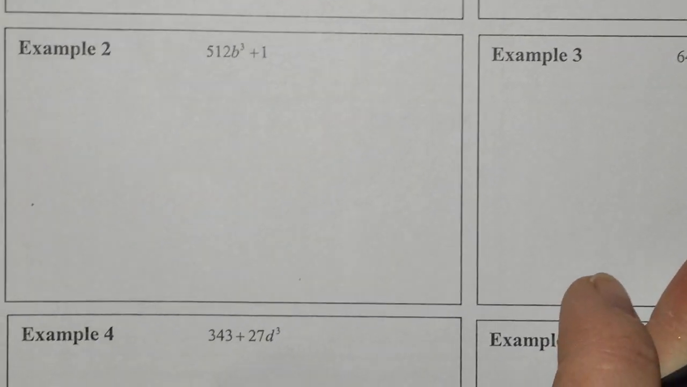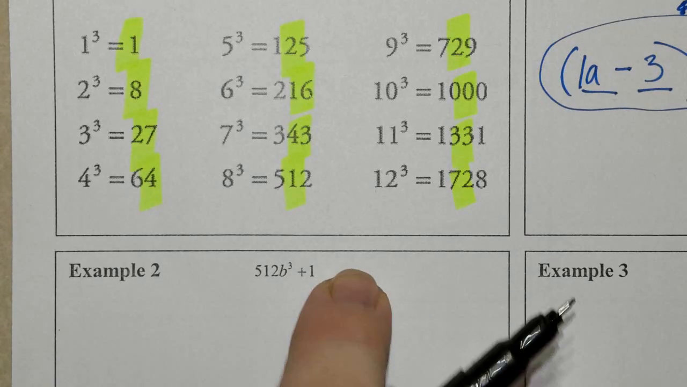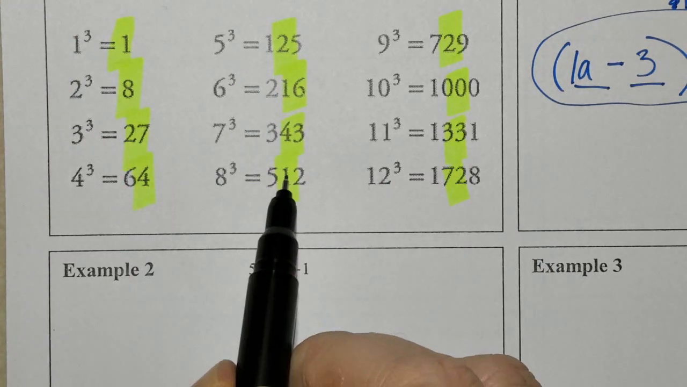Example number 2. Remember, after each example, you're going to put a star in the box if you feel confident you could do it on your own, and you could do it within a certain amount of time. If you need to review it, put a big circle around it. Okay, please look back at the highlighted portion. Is 512 and 1 in that list? 512 and 1. Okay, we can do this.